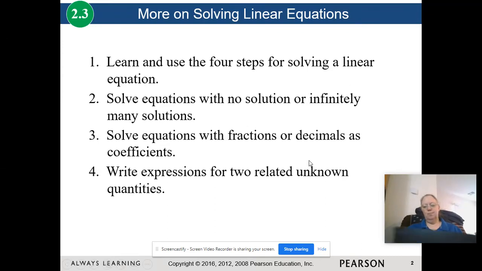All right, let's talk some more about solving linear equations. So this is section 2.3.